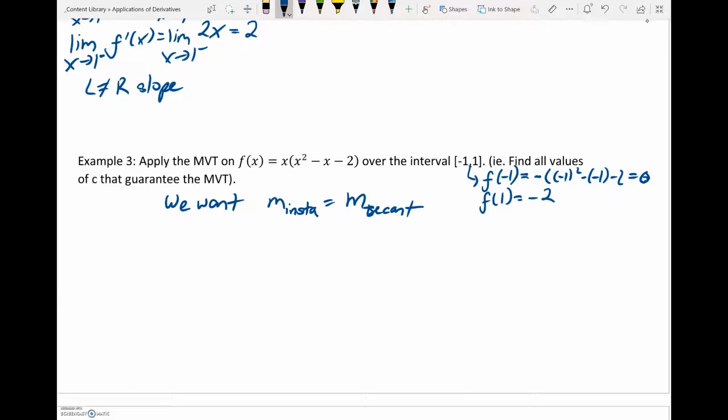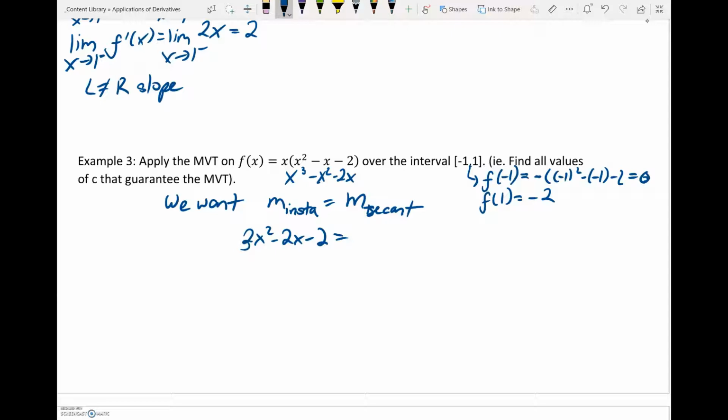Now your instantaneous slope, that'll be the derivative of f of x. So we want to find f prime of x. We might want to rewrite this before we take the derivative and distribute this x in the bracket. So if we take the derivative of f of x, it's going to be 2x squared minus 2x minus 2. Sorry, that's 3x squared minus 2x minus 2.